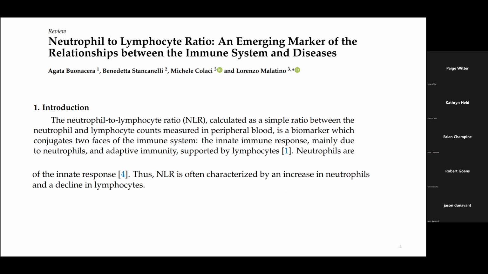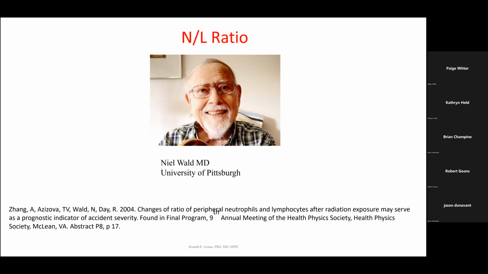I want to point out my mentor and friend, and I'm sure for many of you also, Dr. Neil Wald, who passed away a few years ago. As far as I can tell, he and his student, Dr. Zhang, were the first to note that the neutrophil lymphocyte ratio was a good prognostic indicator. This was at the annual health physics meeting in McLean some years ago.